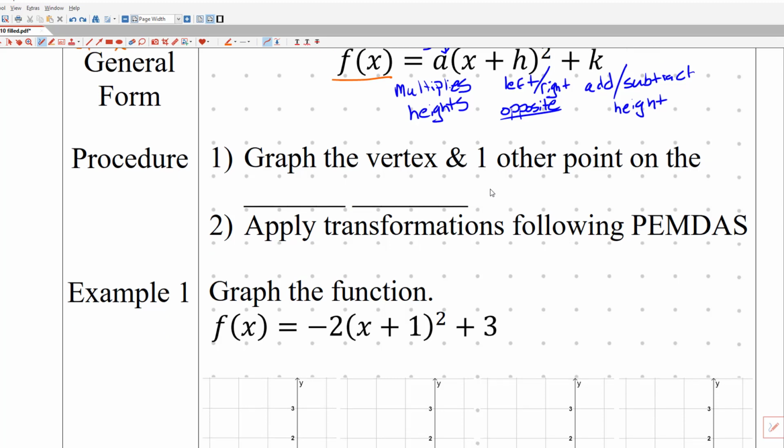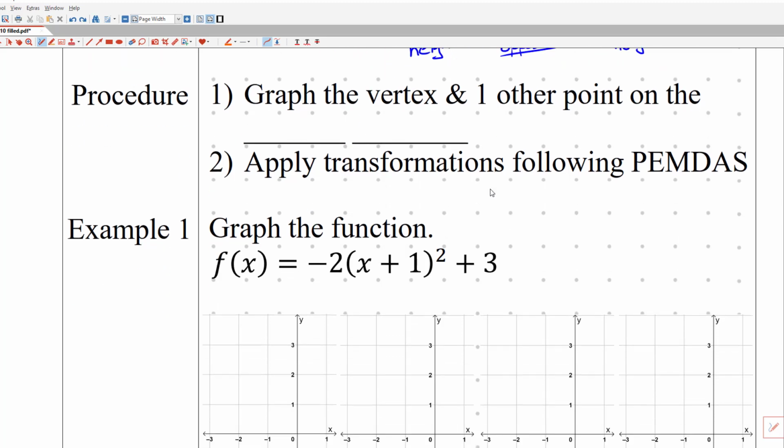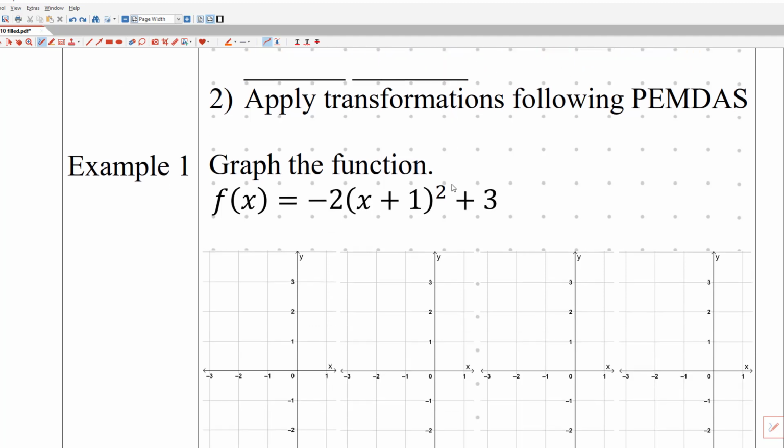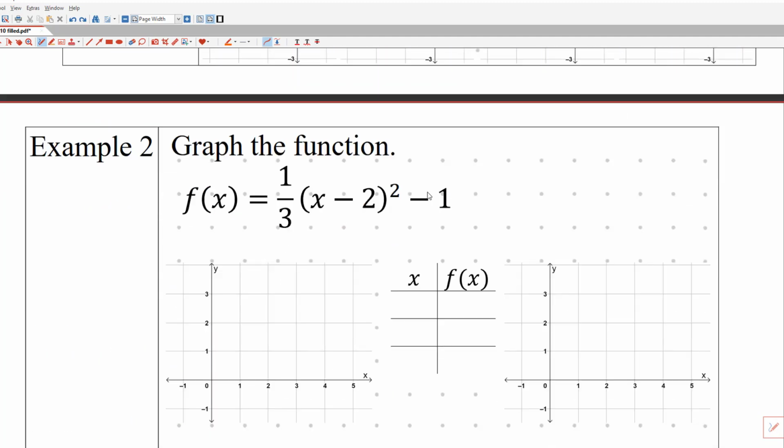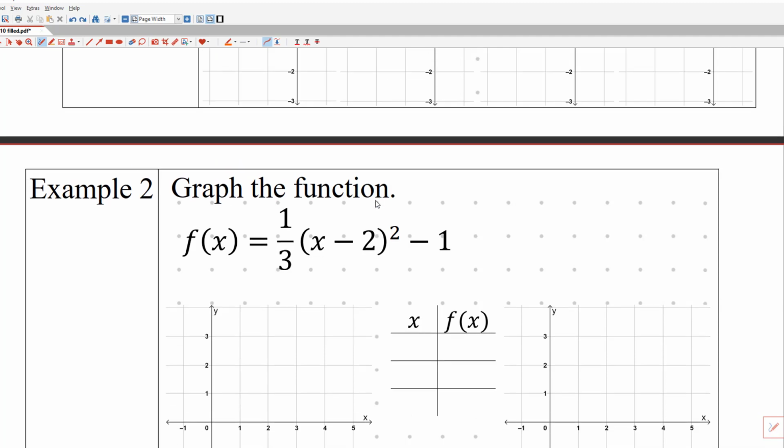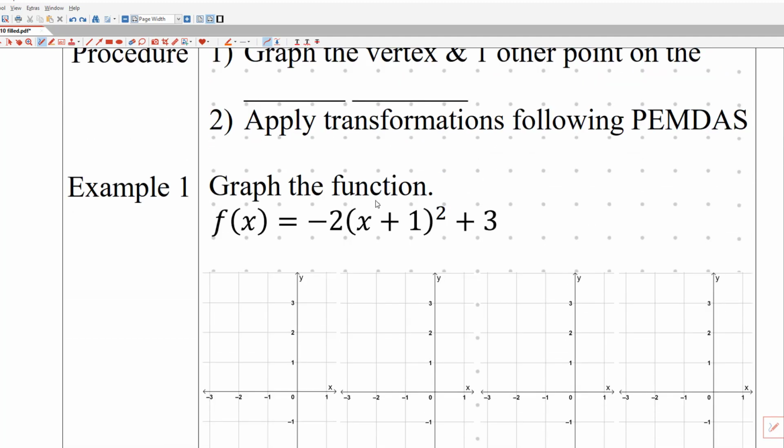So here's a procedure for all these problems today. First, you're going to graph the vertex and some other point. And that other point, you might have to change which point you choose depending on how hard of a function it is. In example 1, I made it pretty straightforward, but example 2, it is a little bit tricky. I can't just choose a nice point because it will eventually come out bad. Well, maybe not bad, but Khan Academy doesn't like it.